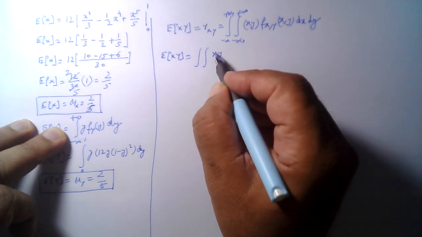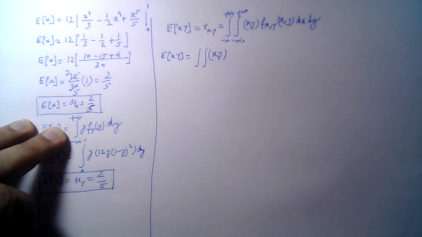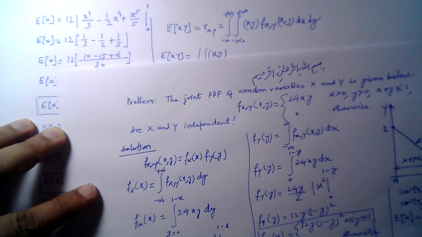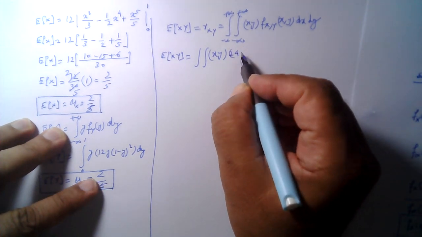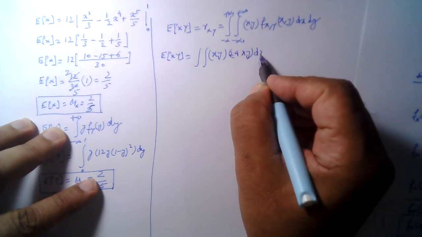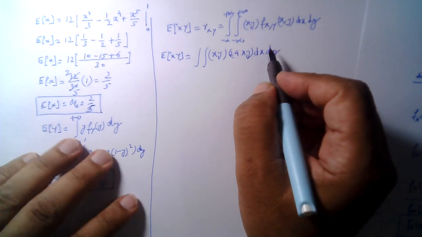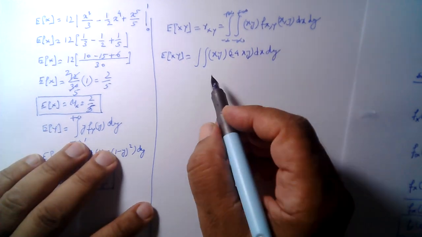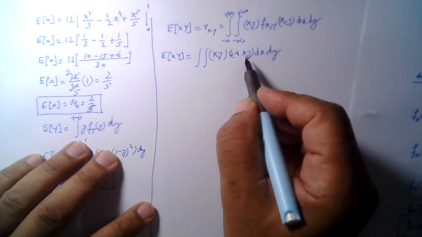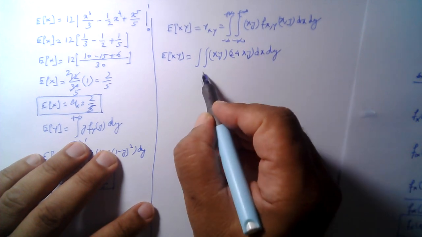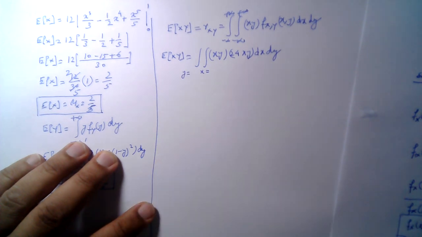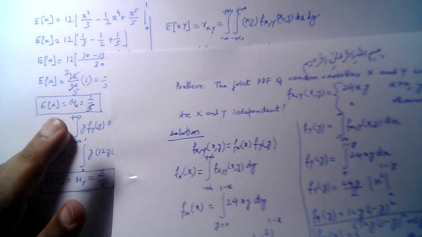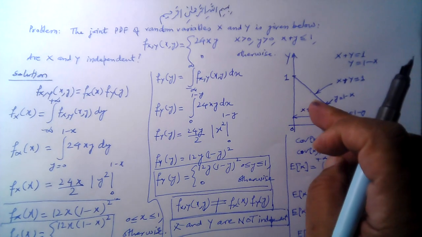xy, and our joint PDF is given by 24xy. So 24xy dx dy. The important step here is to determine the limits of this integral. We are integrating first with respect to x, so these are the limits for x and these are the limits for y. So we are integrating over this region here.